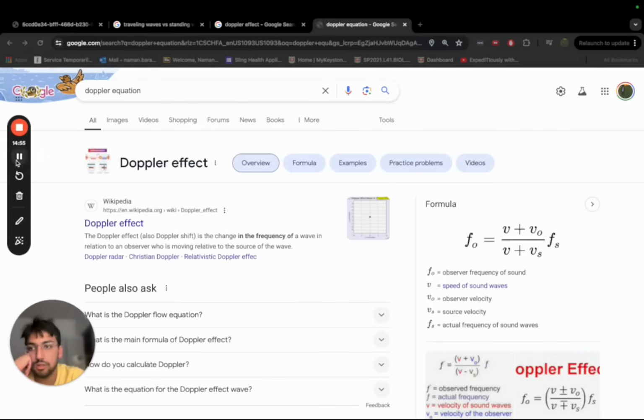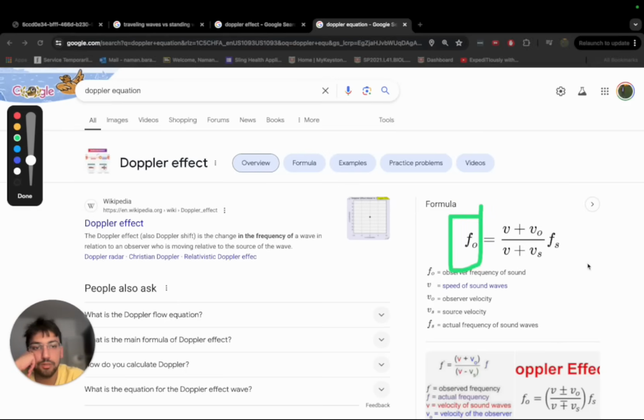So this is a good explanation of it. So you can see that F0 is the observer's frequency of sound, Fs is the actual frequency of the sound, and then we have V. V is the speed of the sound waves, and then you have V0, which is the observer, so the velocity at which the observer is experiencing the sound, and then we have Vs, and Vs is the source velocity.